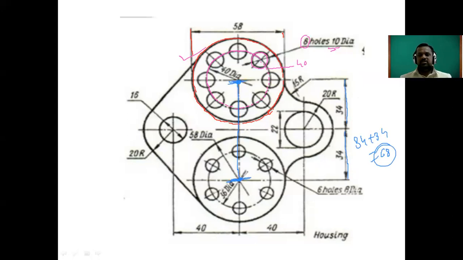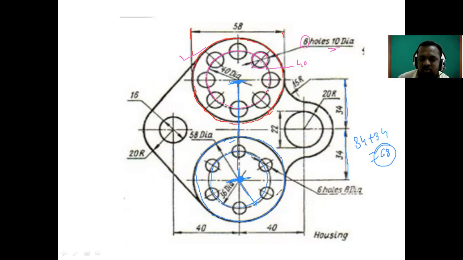Is it clear? Yes, sir. Then from this center point, we can easily draw the circle. What is the diameter of the circle? It is 58. Good. Then again from the center point we can easily draw the circle. What is the diameter? 36. No problem.